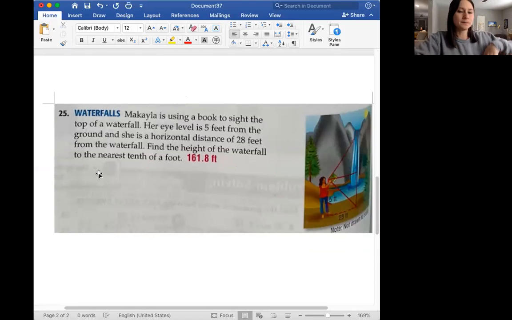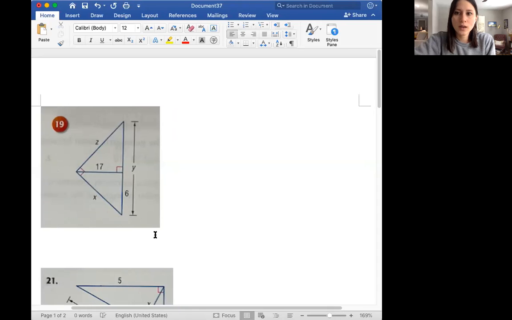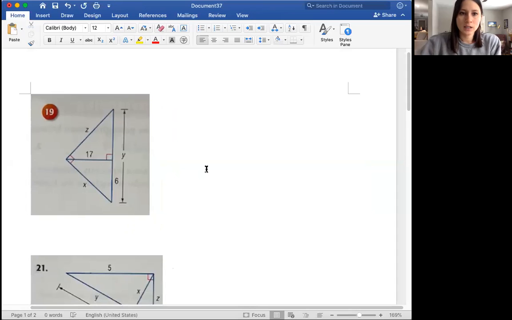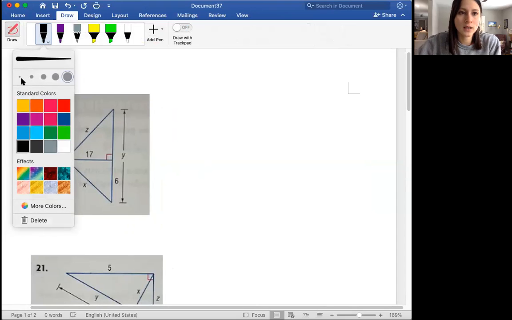So going over how to find the altitude and the legs and other parts using the geometric mean, leg theorem, and altitude theorem. Let's take a look at 19 here. The first thing we want to do when we're working through our problem is identify what information we're given and what we have to find.